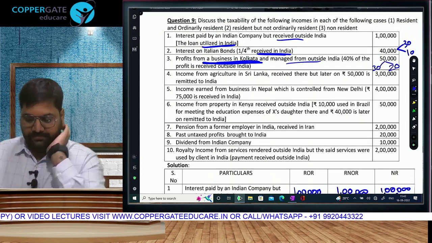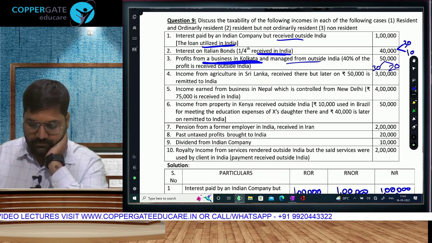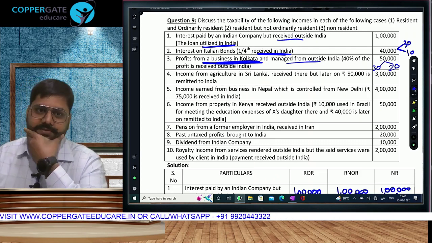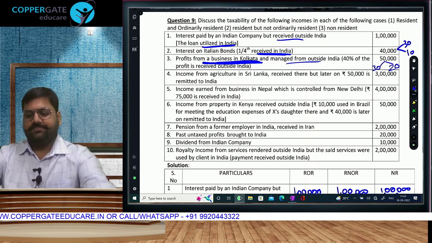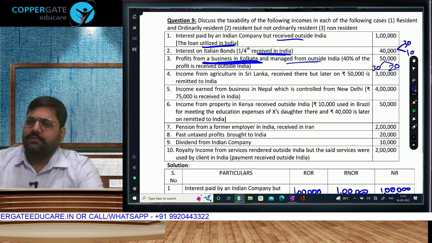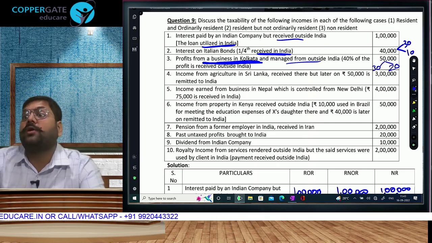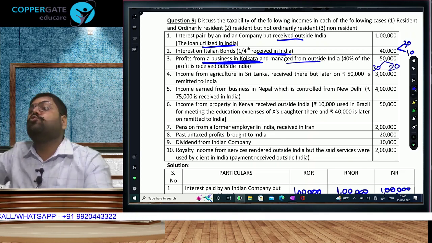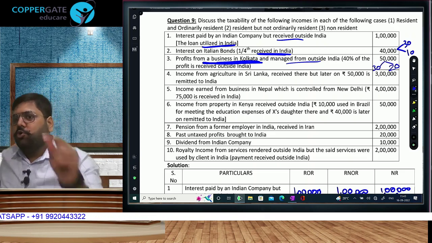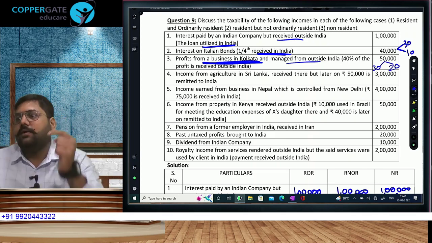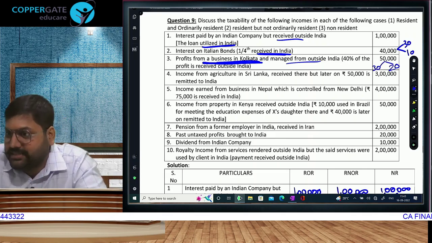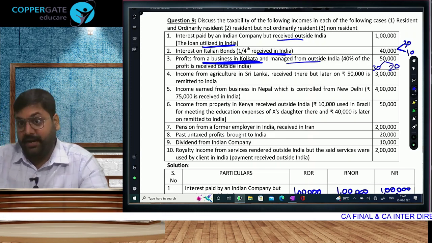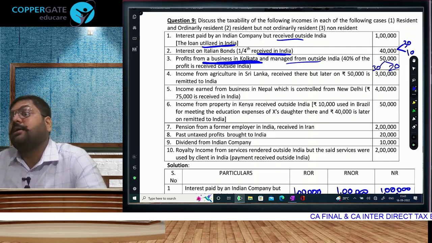Income from agriculture in Sri Lanka received there, but later on 50,000 is remitted to India. And income amount is? 3 lakhs. Honestly speaking, the only mistake you can make is only because you are yet to learn the upcoming chapters. You may possibly have this thing in your mind, sir, agriculture income to totally exempt hota hai, and therefore we will not include in any of the columns because it may be Indian income, and we have been taught that Indian income is taxable for everyone.